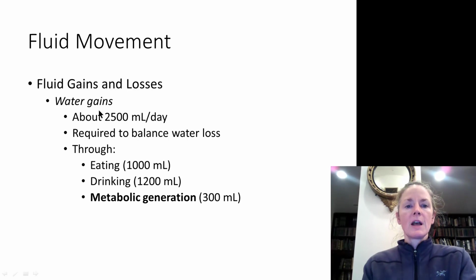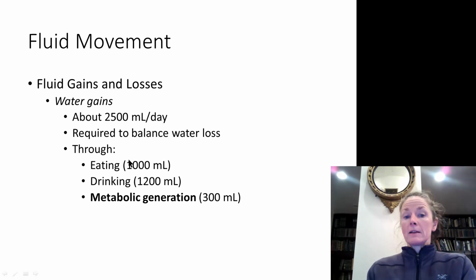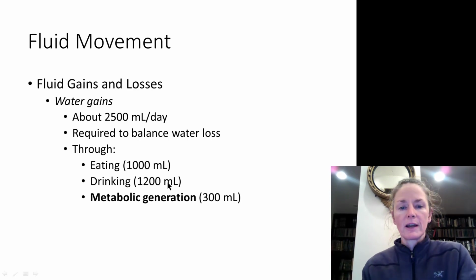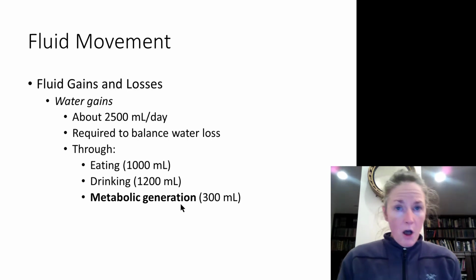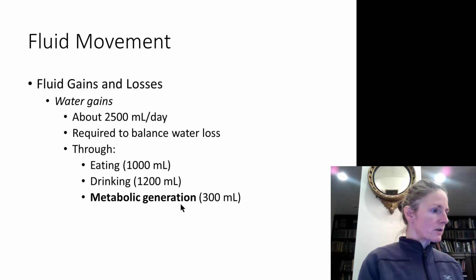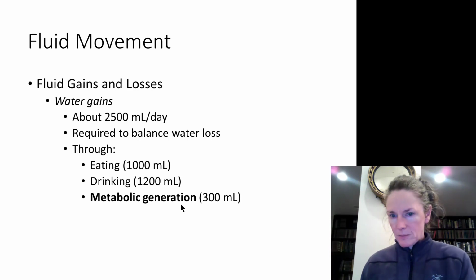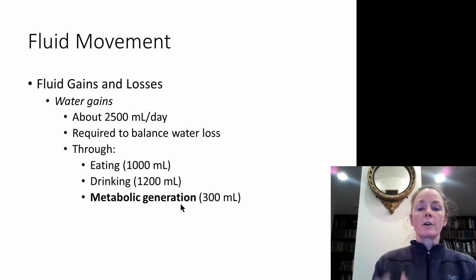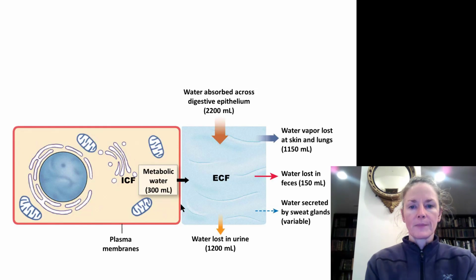All right, so typically we will gain about 2,500 milliliters a day through eating, so that's about 1,000 mils or a liter a day. Through drinking, maybe about 1,200 mils a day. And also metabolic generation. This is happening within the cells themselves. And if you recall, the mitochondria are hard at work. And what do they do? Well, they convert basically glucose and fatty acids into ATP. And the byproduct of that is carbon dioxide and water. So water is one of the byproducts, in about 300 milliliters a day through mitochondrial activity.